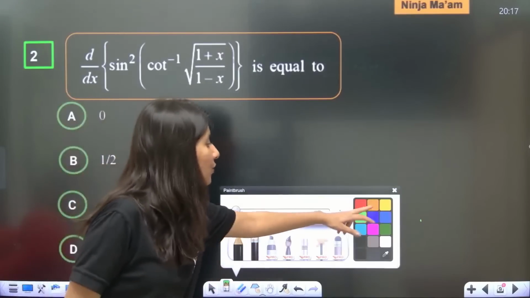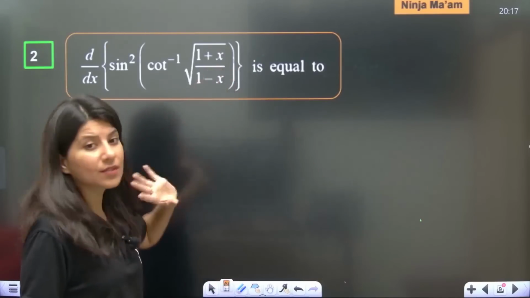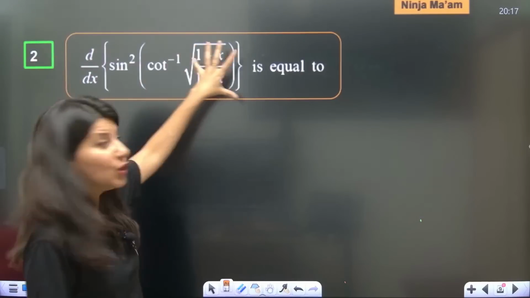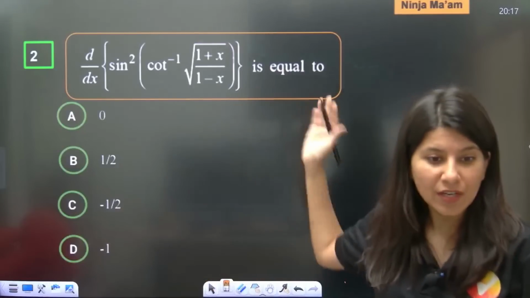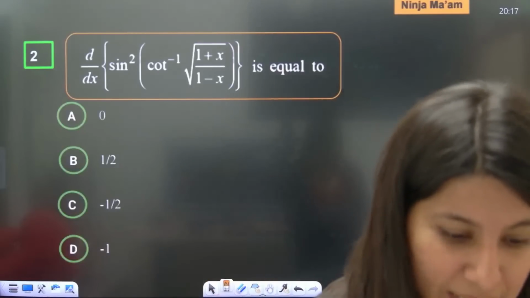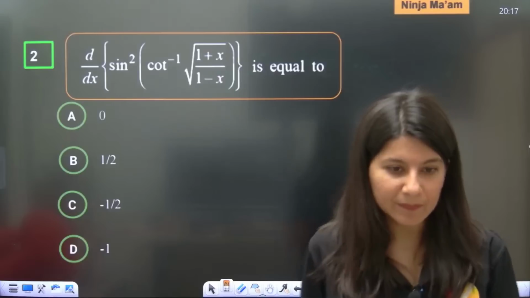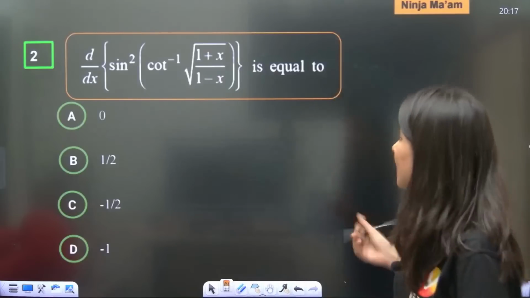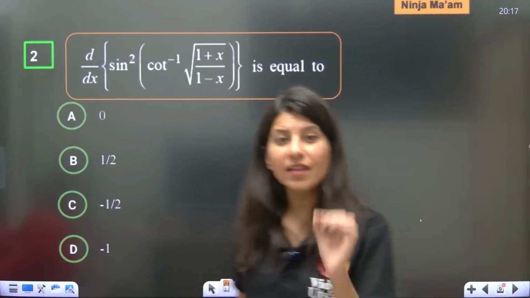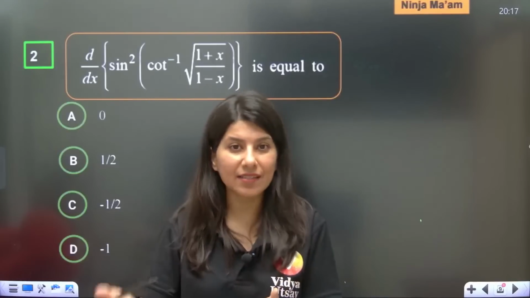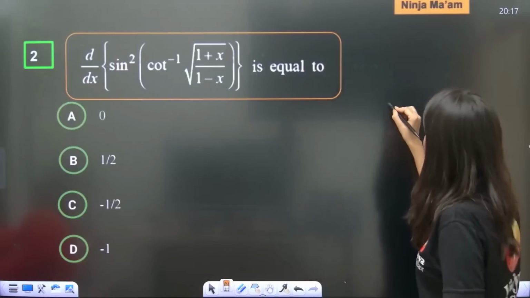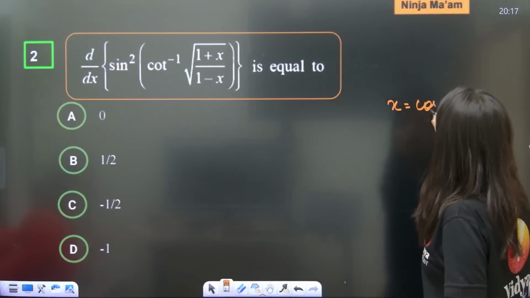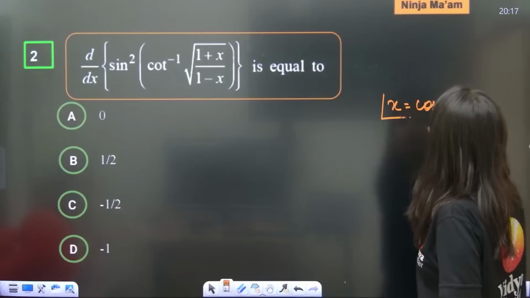So over here you need to know some substitution to decode this question. Derivative of this huge scary looking expression, okay, all right, clear? Now understand, whenever you see 1 plus x and 1 minus x together, you should remember that x should be taken as cos 2 theta, my dear students.